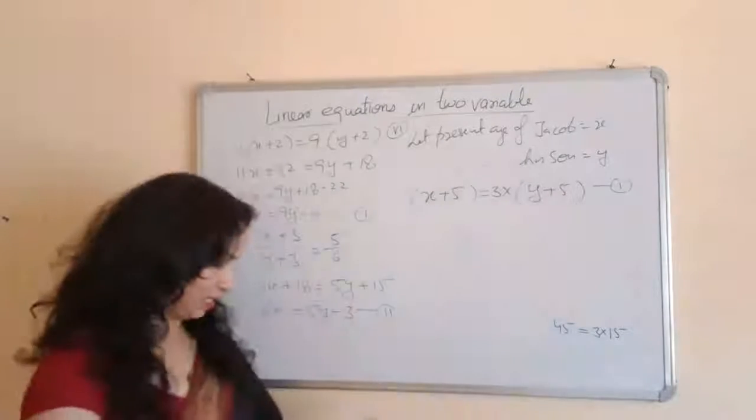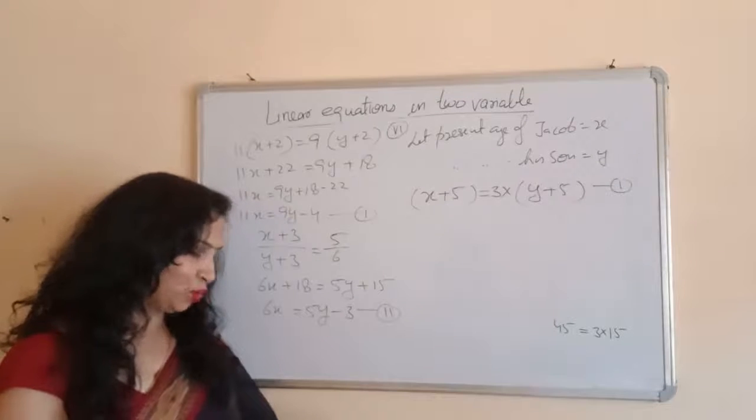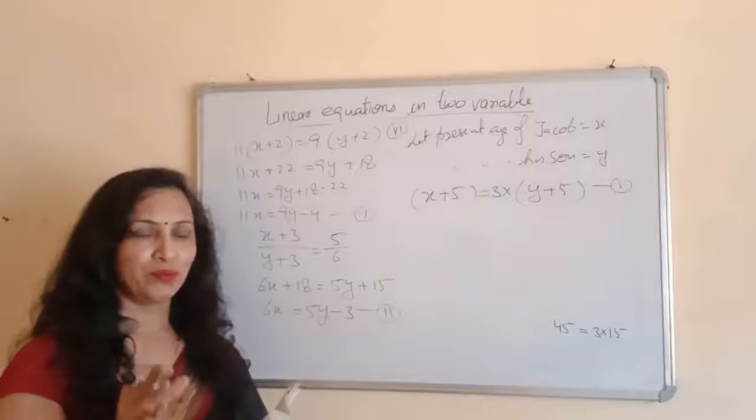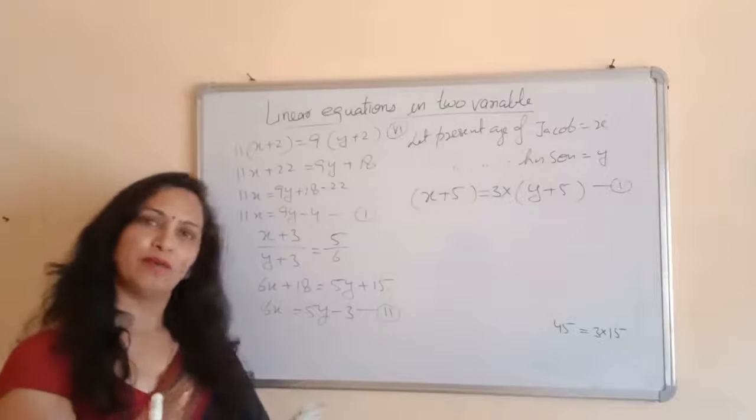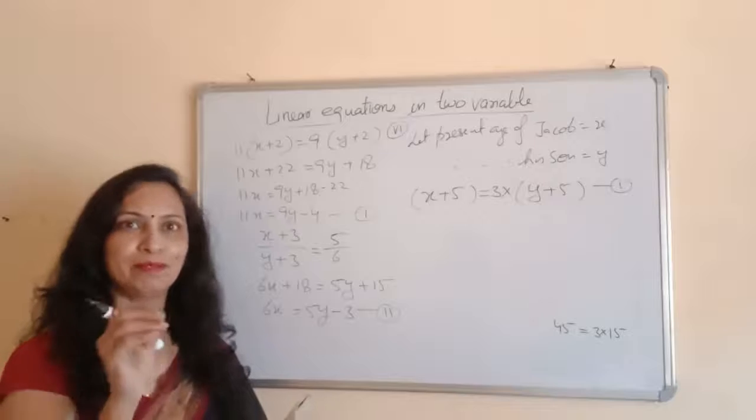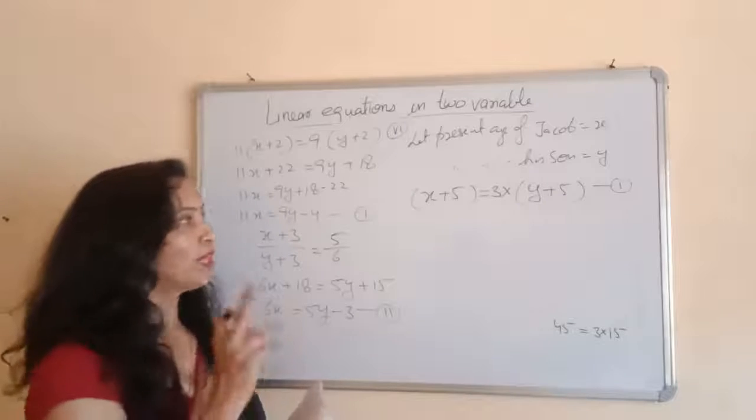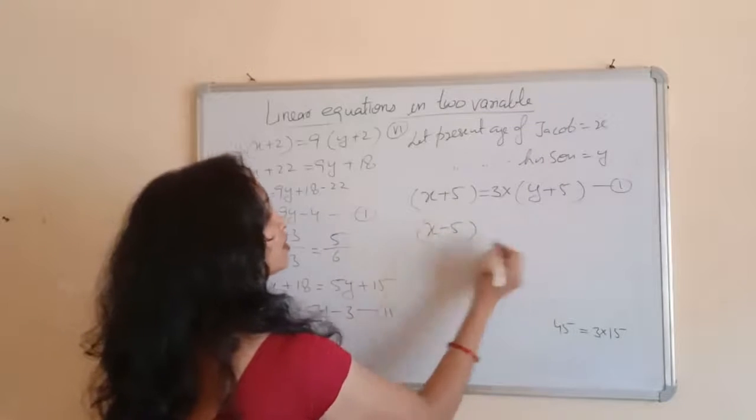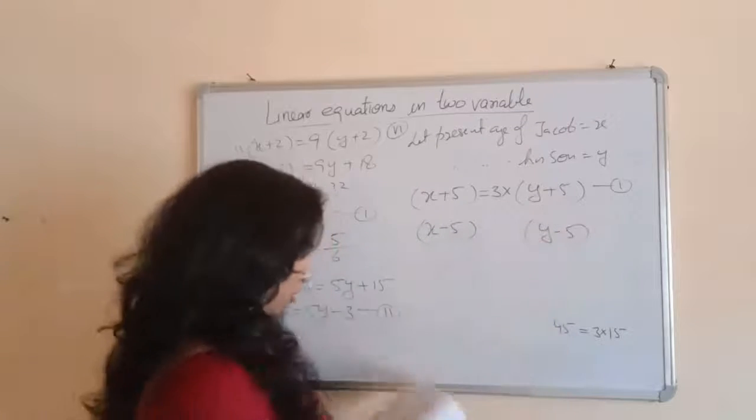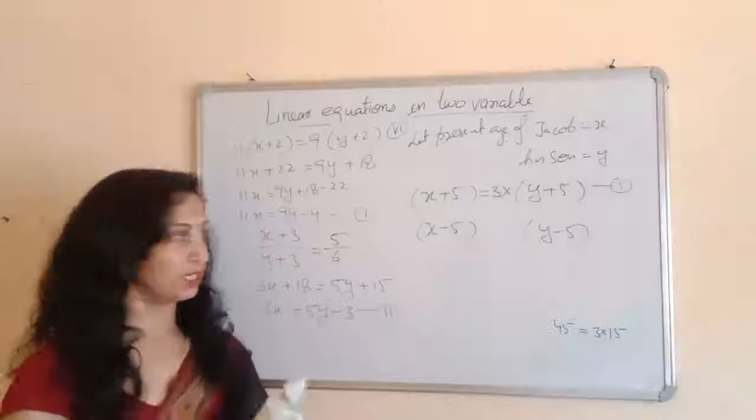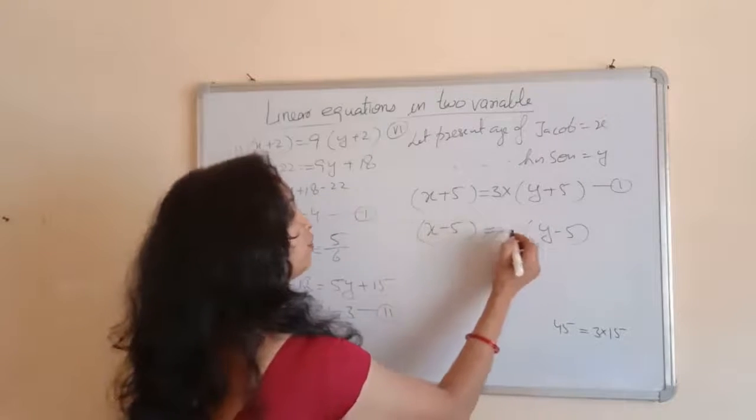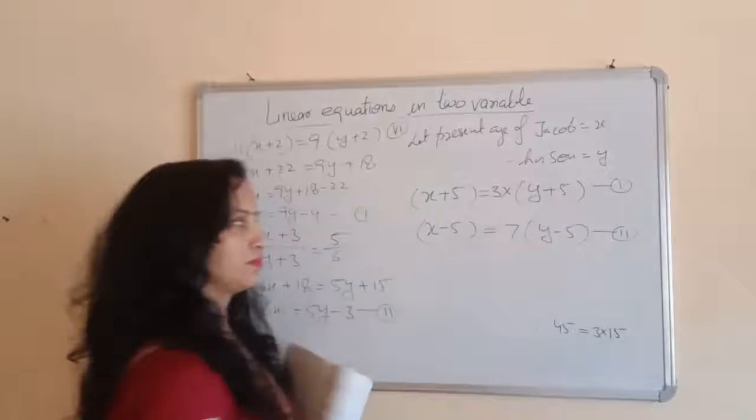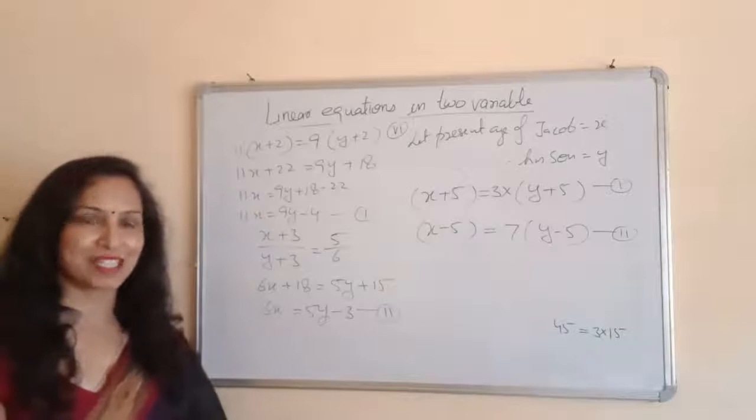Again you can simplify it. 5 years ago means before 5 years. Now suppose you are 15 years old, then what was your age 5 years back? You were 15 minus 5, that is 10 years. Same for Jacob and his son. 5 years ago Jacob was x minus 5 and his son was y minus 5. Jacob was 7 times that of his son. So this is the age of Jacob, equal to 7 times that of his son. Again you can simplify it and then solve it by using the substitution method.